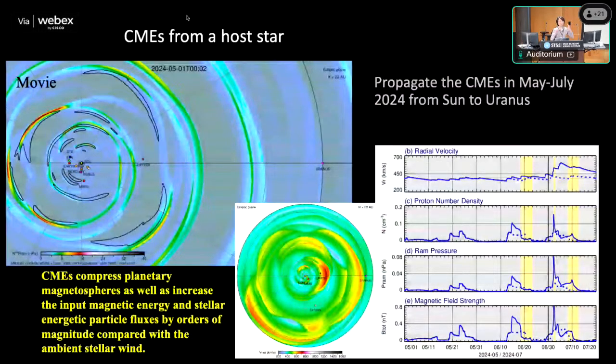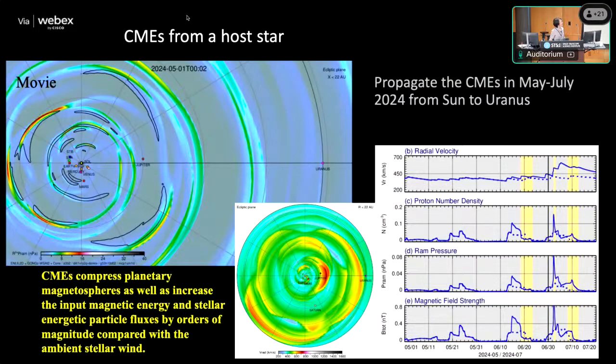Here are examples taken from real data, from our sun's coronagraph, and we propagate the CMEs out all the way to the Uranus orbit, right here. These are taken from about 3 months' worth of data, including the Mother's Day storm, if you remember the bright aurora display all the way south to Mexico.